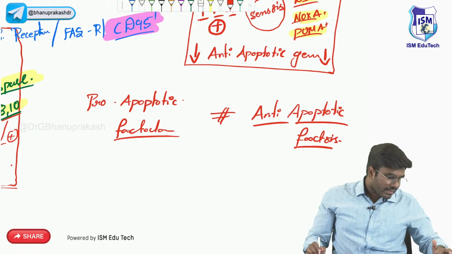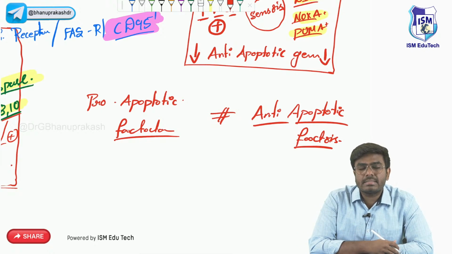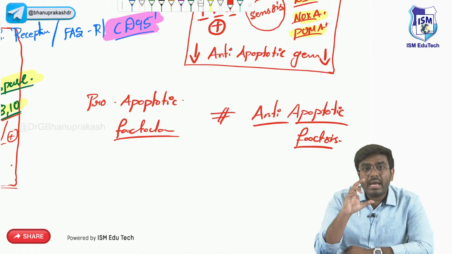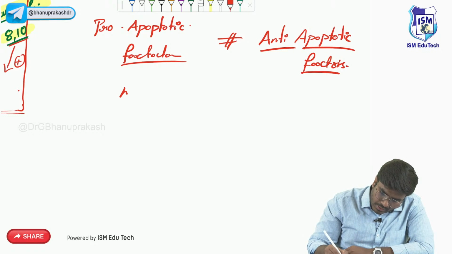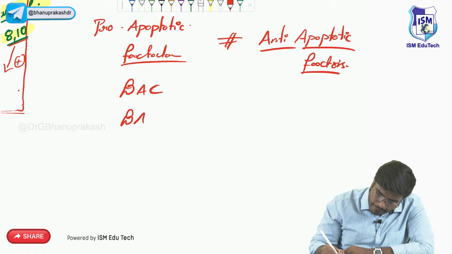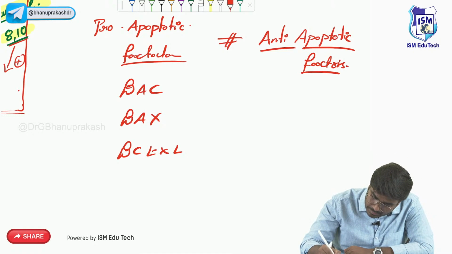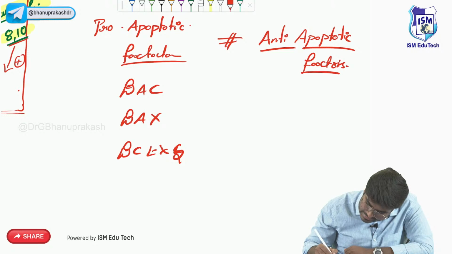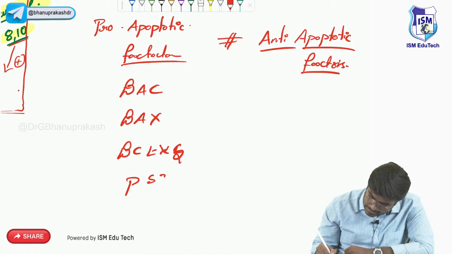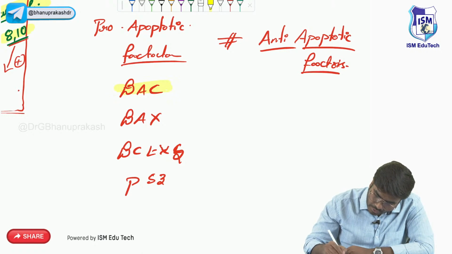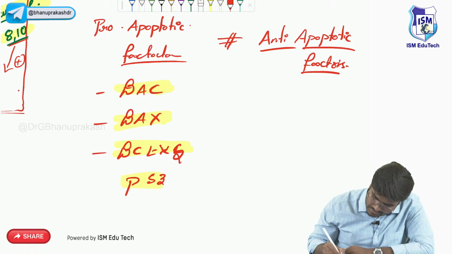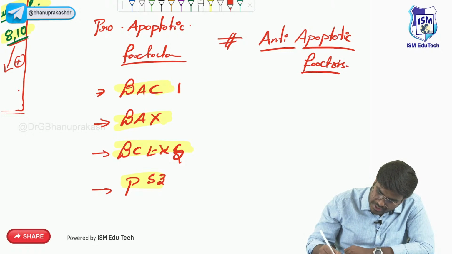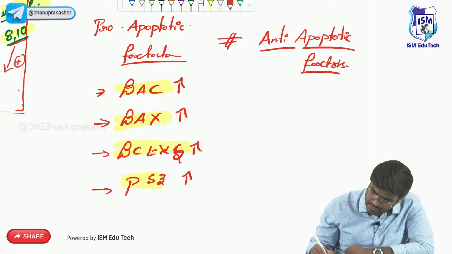Now guys, can you tell me what are the pro-apoptotic factors? The genes which will cause cell death, which will cause apoptosis to happen. The examples are BAX, BAK, sorry, not BCL-XL, it's BCL-XS, and the P53 gene. All of these are examples of pro-apoptotic factors. Pro-apoptosis means they will favor apoptosis. Now the expression of these factors or genes is increased.